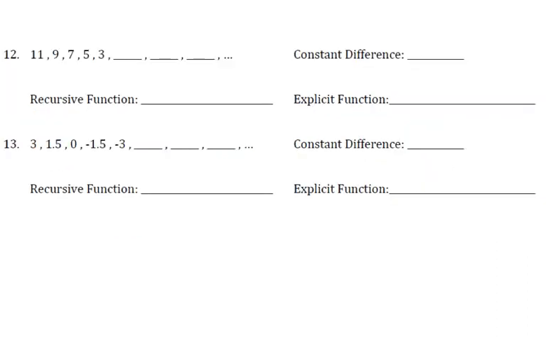Okay, let's take a look at 12 and 13, same idea. 11 to 9, 9 to 7, 7 to 5 to 3. So we're subtracting 2 each time, so it'd be 1, negative 1, negative 3. So the recursive, we start out f of 0 equals, not 11, we have to go back 1, right? Because we're thinking of this as like a table. So it'd be like 0, 1, 2, 3, 4, 5. So going backwards, that would be 13.